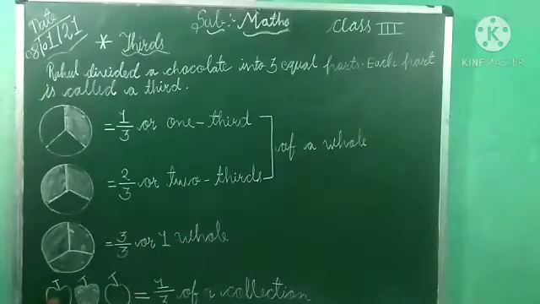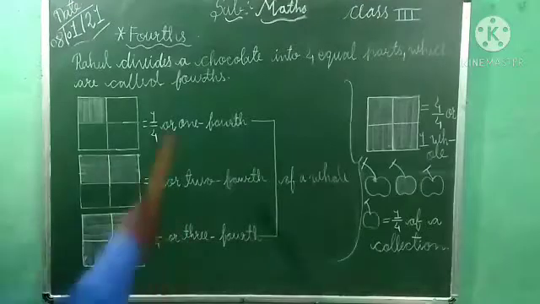Understood? Now this is the collection of apples. How many apples were there? 1, 2, 3. So write that 3 down. Among those 3 apples, how many apples were shaded? Only 1. So the required fraction will be 1 by 3. 1 by 3 of a collection, or one third of a collection, we can say. So understood how to write the fraction. So note down this one. Now we will study fourths.